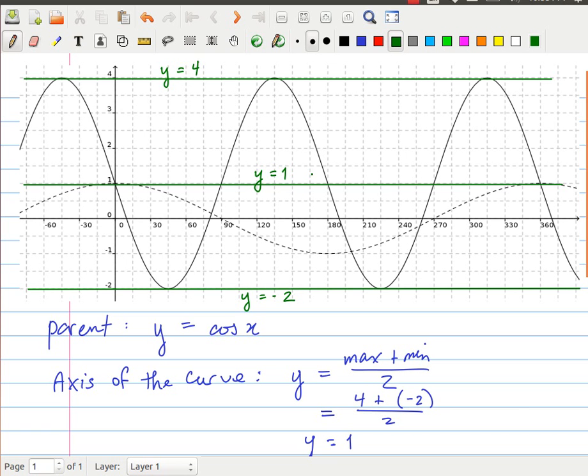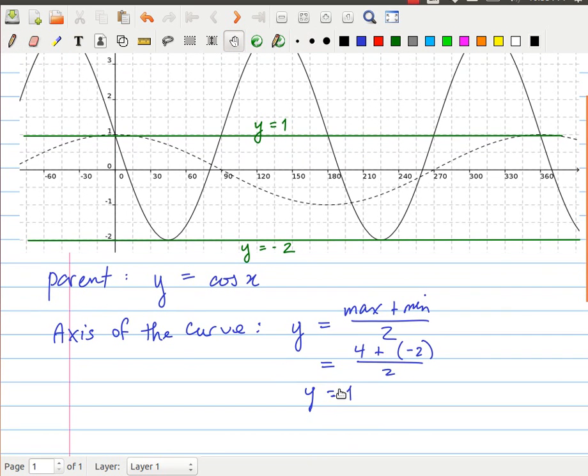Now from there, we get a couple of pieces of information. The fact that the axis of the curve is y equals 1 tells us a piece of information about our actual equation, and that is that if the axis of the curve is equal to 1, that actually tells us the q value is equal to 1.